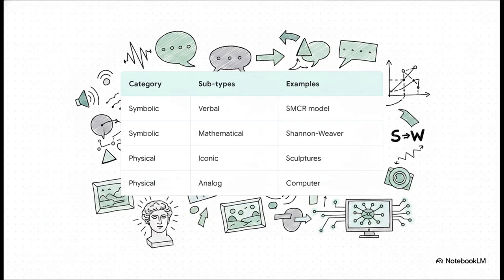Then we switch gears to physical models, which branch into iconic and analog. Iconic models use literal pictorial representations, like photographs, sculptures, or paintings of actual objects. Analog models are super fascinating, though. They bear a structural relationship to what they represent without actually looking anything like them. A great example: how a computer is so often used as an analog to describe the human brain.